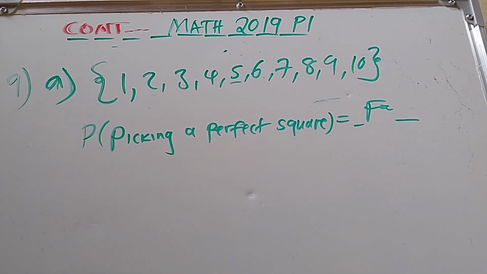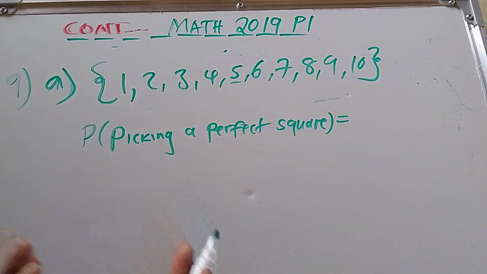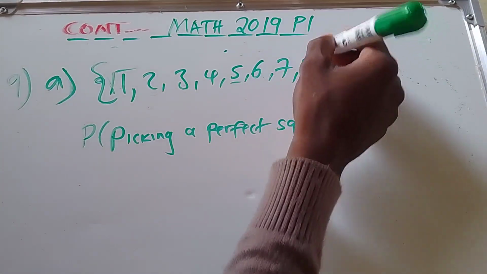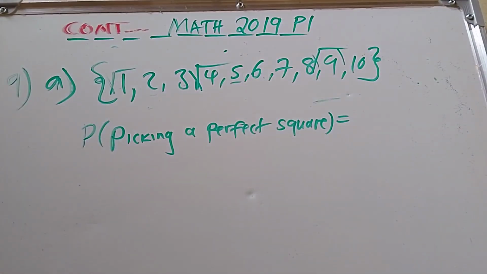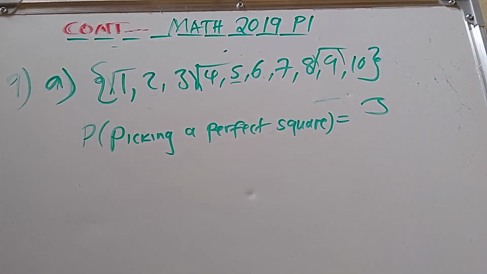So what do I mean? You are going to choose the favorable outcomes. What are the favorable outcomes? You are going to see the numbers which can be squared and give you a fixed number. In this case, we have 1 can be squared. We have 9 can be squared and give you a fixed number. And also we have 4, which can be squared and give you a fixed number. So these are our favorable outcomes. There are 1, 2, 3. So it is 3 over all possible outcomes.